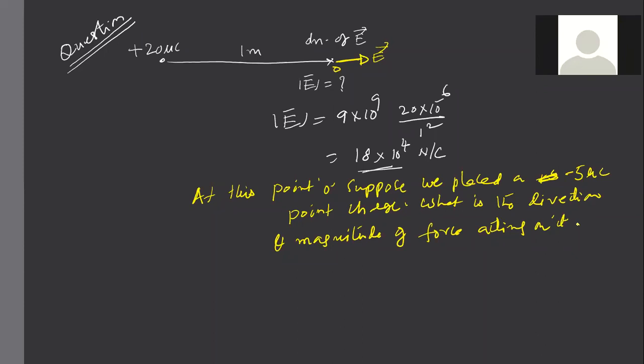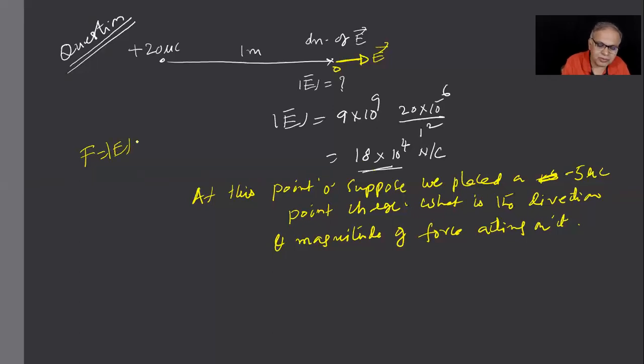So 0.9. What are you doing for that, children? Force will be now. Bharat, tell me. Whatever you did, you tell me instead of giving me the answer. So I did 1 by 4 pi epsilon naught into Q1 Q2 by R square. Actually, that's going back. This is mod E into the Q. You put what is that Q? 5. So mod E is 18 into 10 to the power 4 into 5 into 10 to the power minus 6.